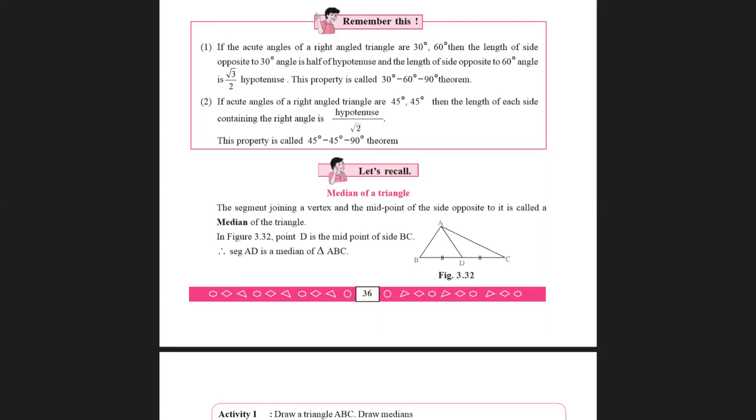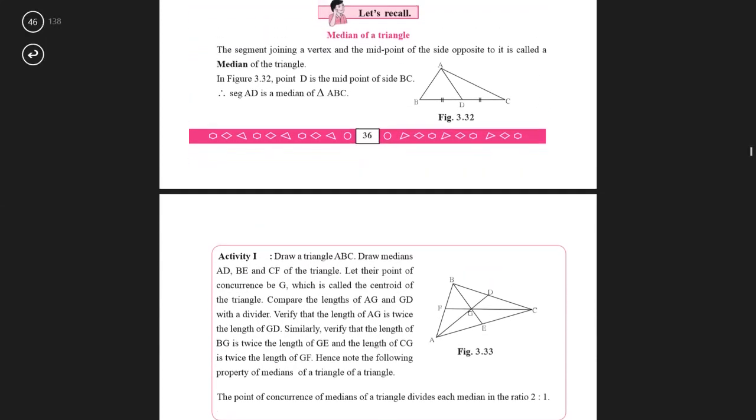The next heading is median of a triangle. What it means is, what is a median? The segment joining the vertex to the midpoint of the side opposite to it is called a median of a triangle. So if you have triangle ABC, we join the vertex, that is A, to the midpoint of the opposite side, that is D, the point D on the side BC, segment AD is called a median. So since it joins the midpoint of the opposite side, you have BD equal to DC. So that's your definition for median.